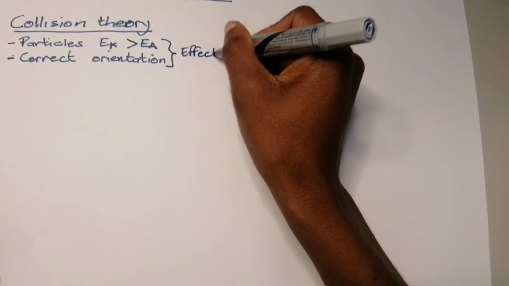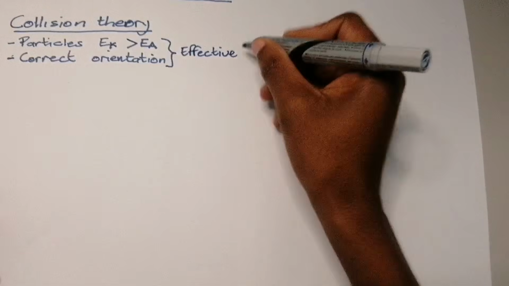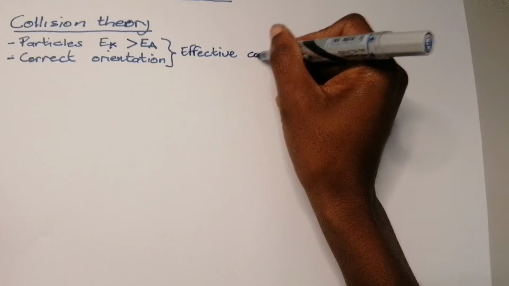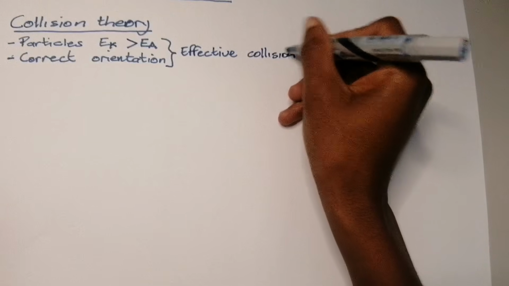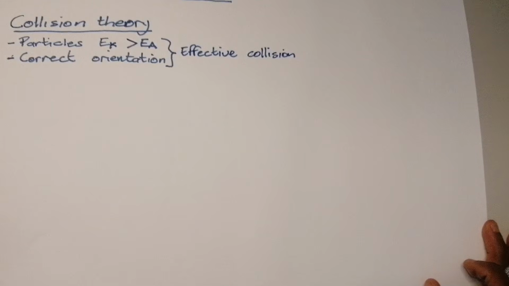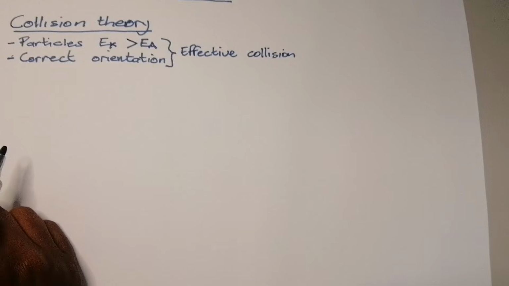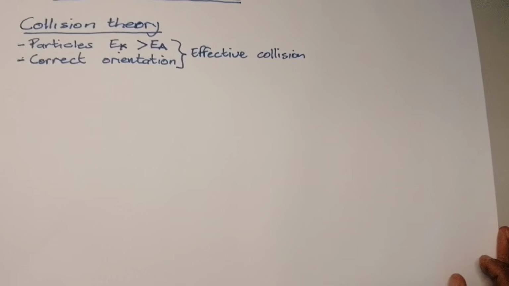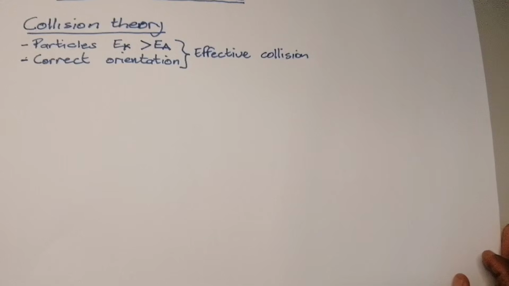What is an effective collision? Well, it's a collision that results in products being formed. So an effective collision takes place. This is what the collision theory entails. So in a sense, every time a reaction takes place, of course, what we want is that we always want collisions to be successful, to be effective, so that products are formed.